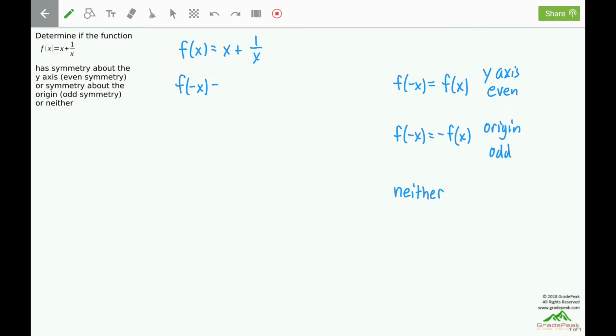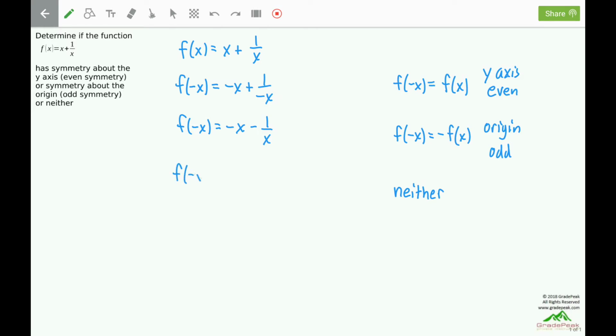F of negative x means to plug in negative x in for each of the x's, which will give a negative x plus 1 divided by a negative x, which is negative x. A positive over a negative is negative, and then 1 over x. Comparing to the original, each of the terms has opposite sign of the original.